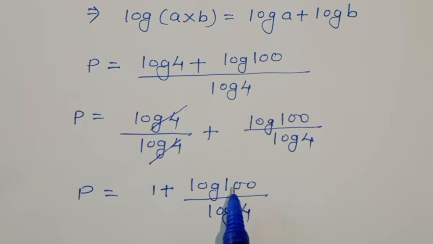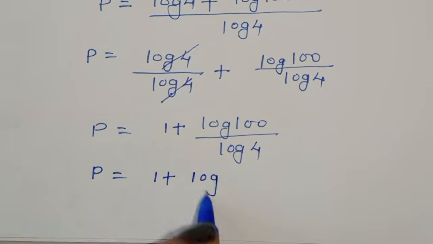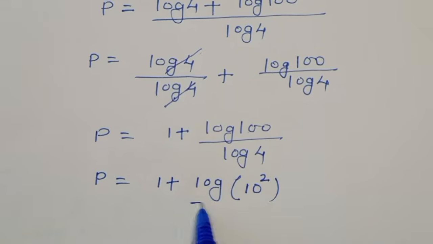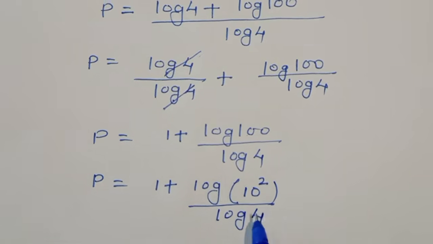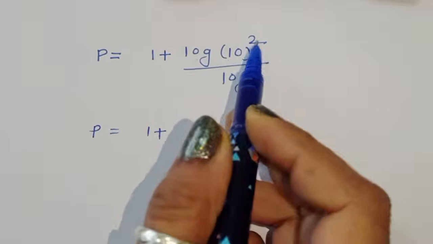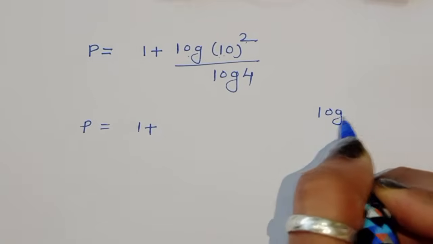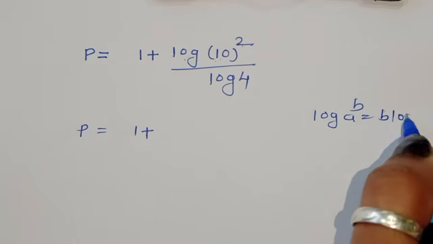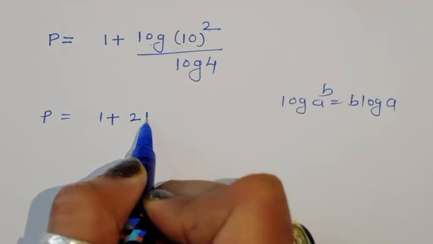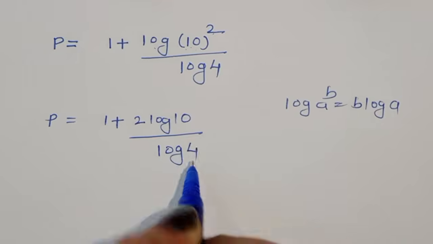Now this is log of 100, so we can write 100 as 10 square. p is equal to 1 plus log of 10 square divided by log of 4. We know log of a power b is equal to b log of a. So using this formula we can write 1 plus 2 log of 10 divided by log of 4, right?